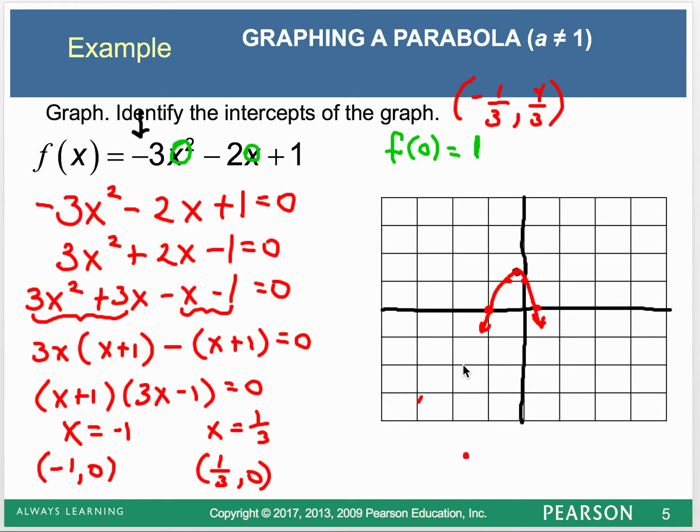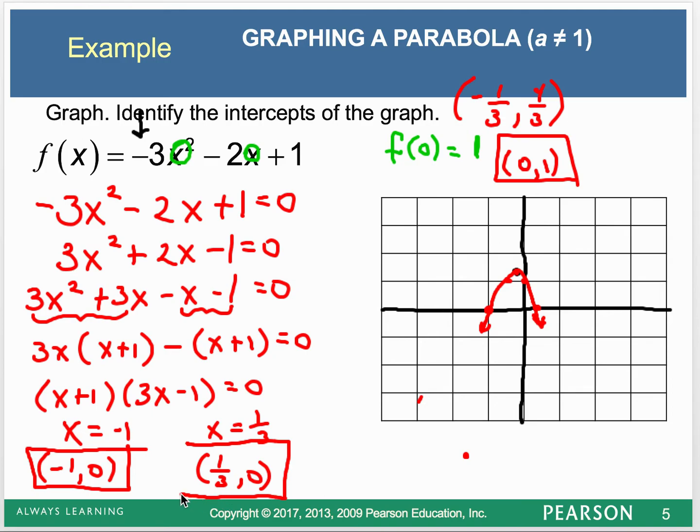Okay, and now I have my intercepts. Oh, don't forget, this is also a point when x is 0. So there's your y-intercept, and here's your x-intercepts. Okay, much easier than that completing the square, right? All right, it is, trust me. Okay, well let's try it again then, and let's see.